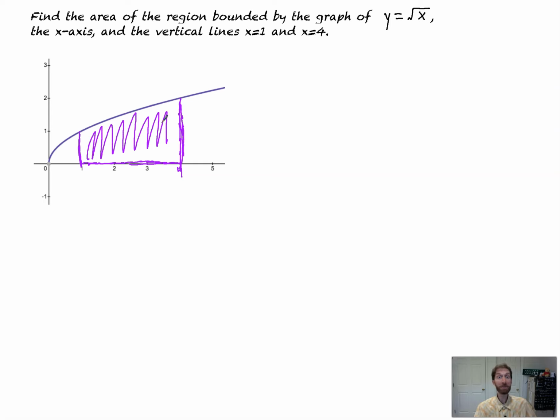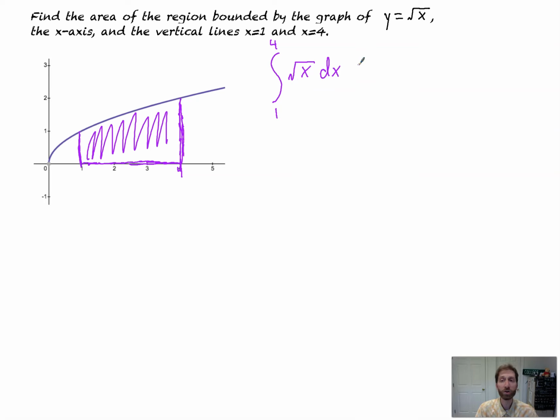How do we find the area between two x values? We know how to do that. It's the integral from a to b of f of x dx. So that'd be the integral from 1 to 4 of f of x, in this case that's root x dx. And then from here, all we're going to do is just apply that fundamental theorem of calculus. All right, here we go.